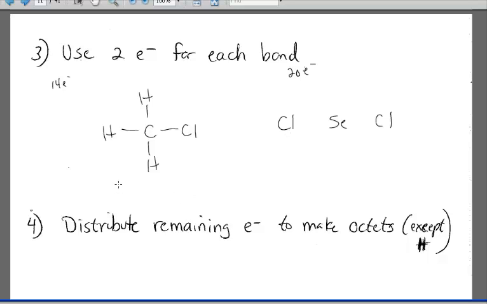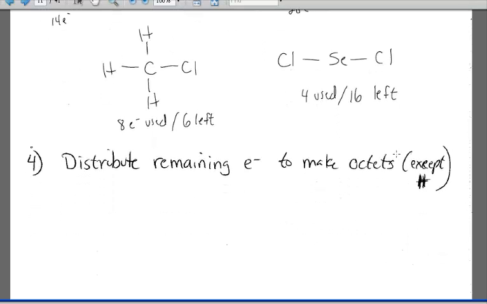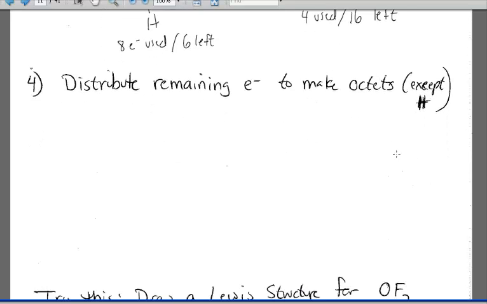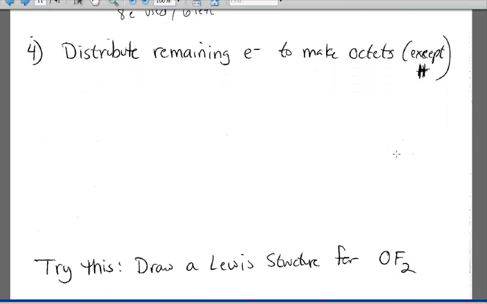And so that is 2, 4, 6, 8 electrons used, which means we have 6 left. Over here, we'll use 2 there and 2 there, and so we have used 4, which means we still have 16 left. Next rule. We distribute the remaining electrons to make octets, except hydrogen, because hydrogen does not take an octet.